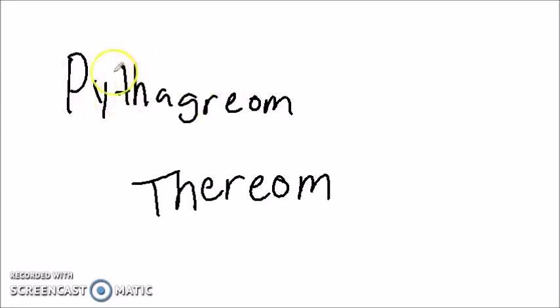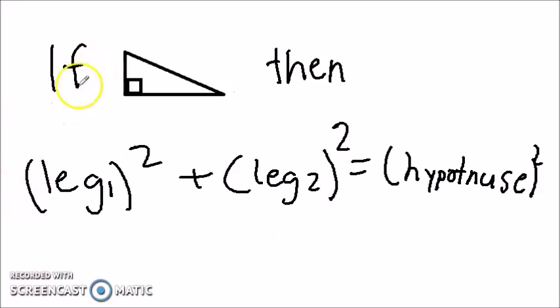Today, we are going to learn about the Pythagorean theorem. The Pythagorean theorem states that if a triangle is a right triangle, then leg 1 squared plus leg 2 squared is equal to its hypotenuse squared. So we can use this Pythagorean theorem to manipulate it and find the length of each side.